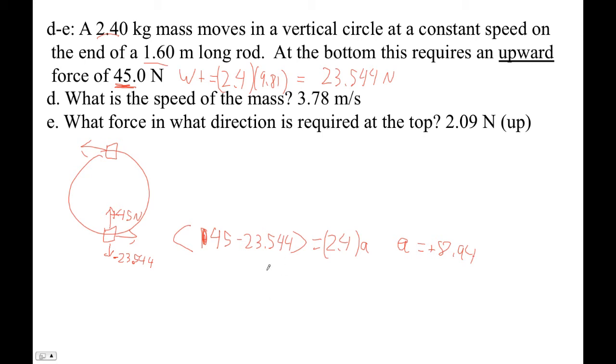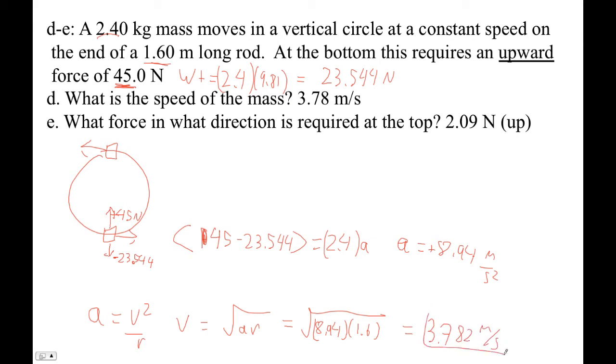Now we want to know what's the speed of the mass. That is the centripetal acceleration, so we can just go A is V squared over R. If you want to solve for V, it's the square root of AR, right? Square root of 8.94 times 1.6, that's 3.78 meters per second. If they ask for the period, you're going to use 4 pi squared R over T squared, but since it's the speed, we'd use this one.